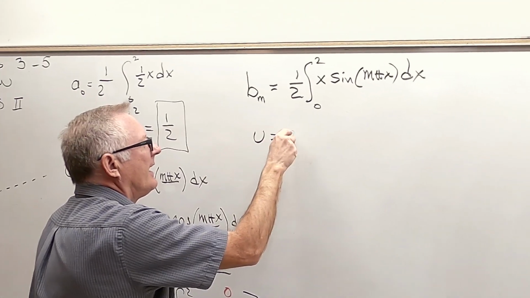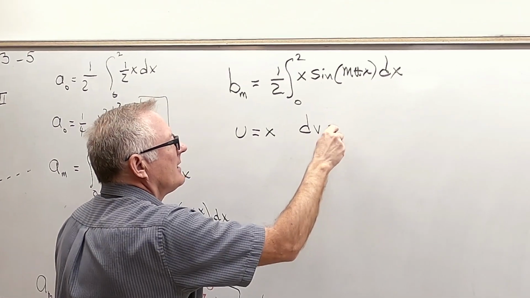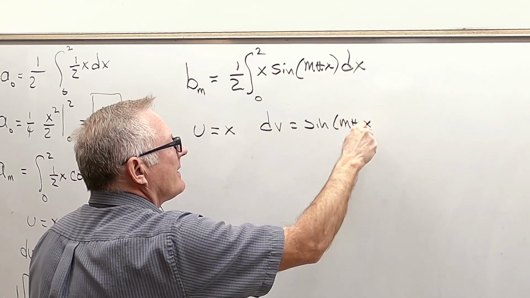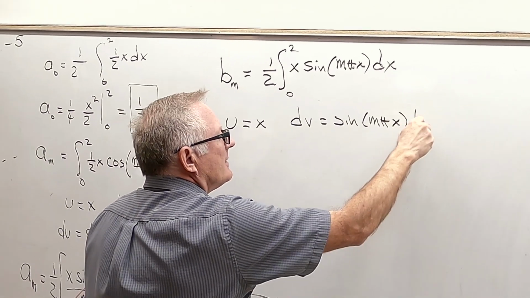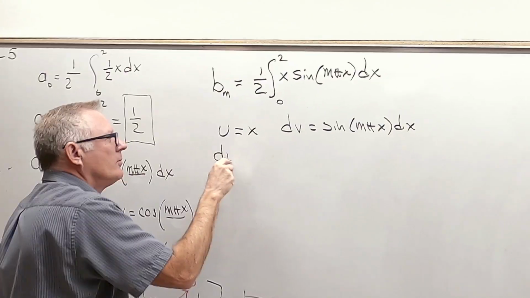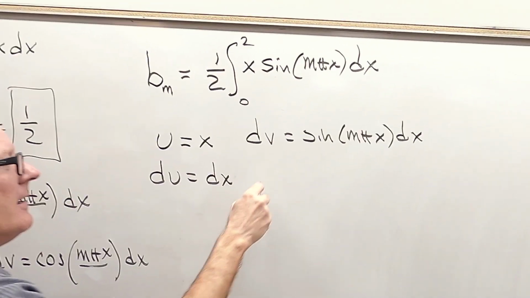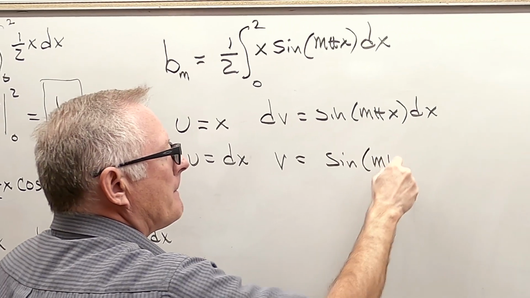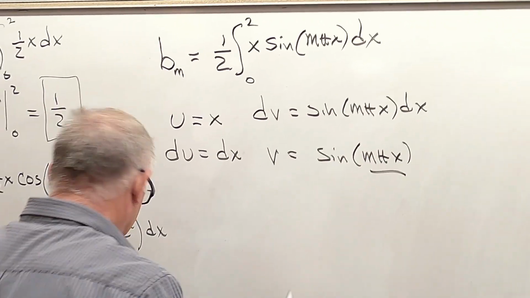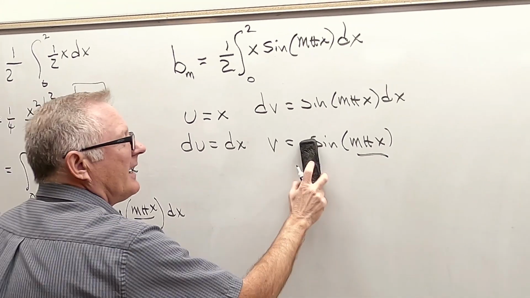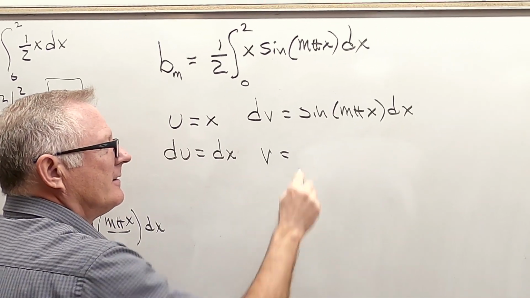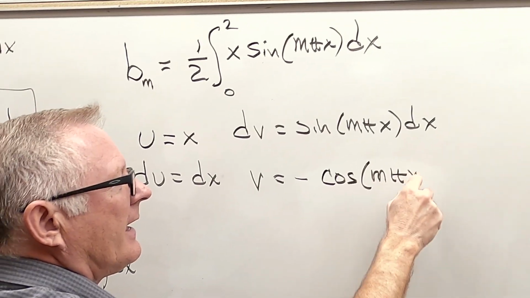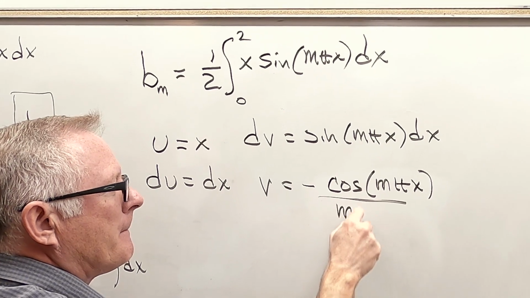U is equal to x, dv is equal to the sine of m pi x dx. Du is equal to dx. V is equal to the sine m pi x, sorry, it's not the sine. Integrating the sine is minus the cosine m pi x all over m pi.